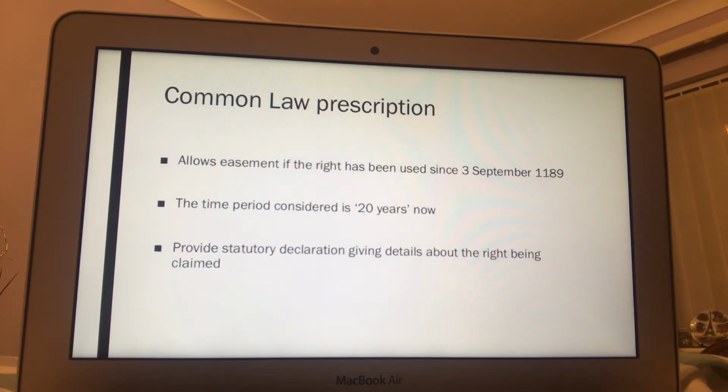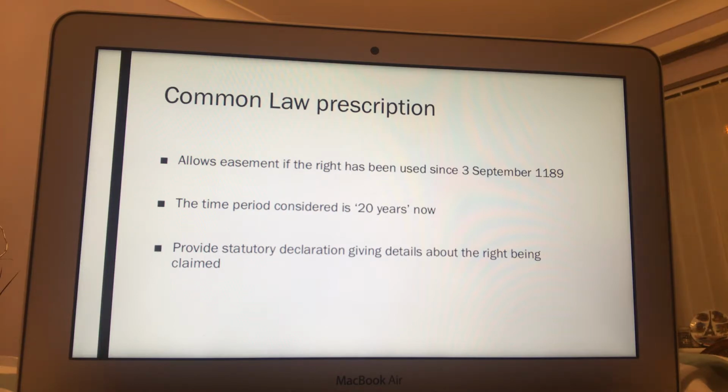The first method to consider is common law prescription. Historically, interest had to be shown since time immemorial, that is, since before the 3rd of September 1189. This has since changed to within living memory, and evidence of use for at least 20 years is sufficient. However, this can be rebutted if evidence is shown that the right claimed began after 1189.